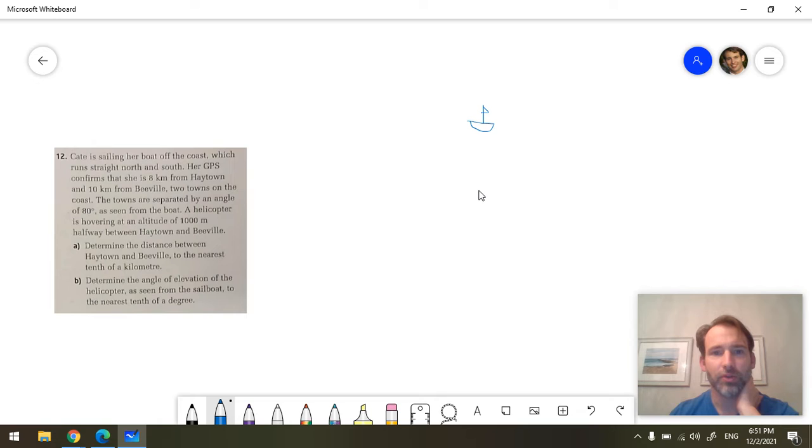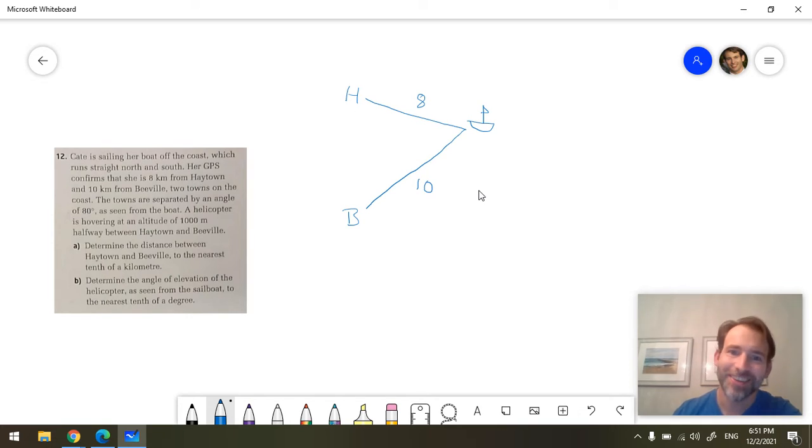Okay, so if Haytown and Beeville run straight north and south, then they would be up here. We'll put Haytown here, H, and over here, B for Beeville, a little bit further away. That will create a triangle. Here is the line between her and Haytown, 8 kilometers, and here is the line between her and Beeville, 10 kilometers, with 80 degrees in between.